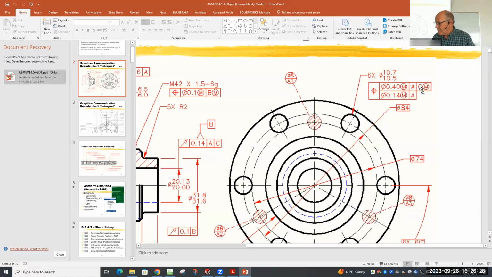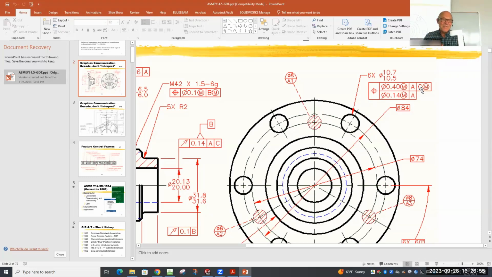Otherwise, in many parts like this, I control it by saying, what's my most important surface? That one. There's my primary datum. What's my next most important surface? Let's just say one of the sides. Now, once I've done that, all it can do is back and forth. Now I can add a tertiary datum here, which means if I have three mutually perpendicular surfaces, I just set that in there and now it can't move.